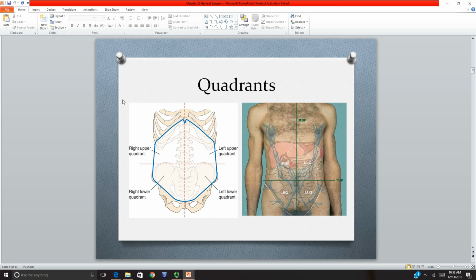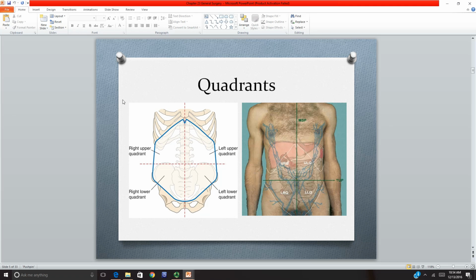The abdomen is divided into 4 sections called quadrants. The right upper, which contains most of the liver, gallbladder, duodenum, the head of the pancreas, hepatic flexure of the colon, and part of the ascending and transverse colon. And the left upper, which contains the left lobe of the liver, your stomach, spleen, body and tail of your pancreas, the splenic flexure of the colon, and part of the transverse and descending colon.